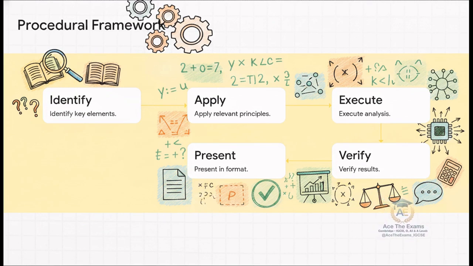Step 1, identify the key elements from the text or the data tables. Step 2, apply the relevant theoretical principles to those elements. Step 3, execute your analysis with clear, visible working. Show them how you are thinking. Step 4, verify your results to check for logical reasonableness. And Step 5, present the information in the appropriate format, using proper headings and clear professional annotation. It is a systematic, highly repeatable process that works every single time.